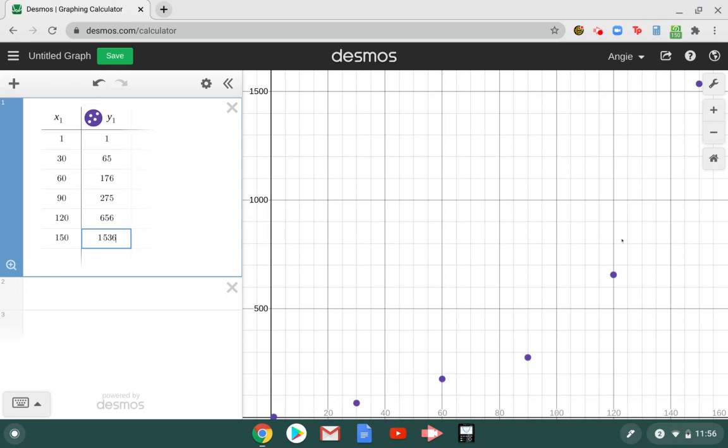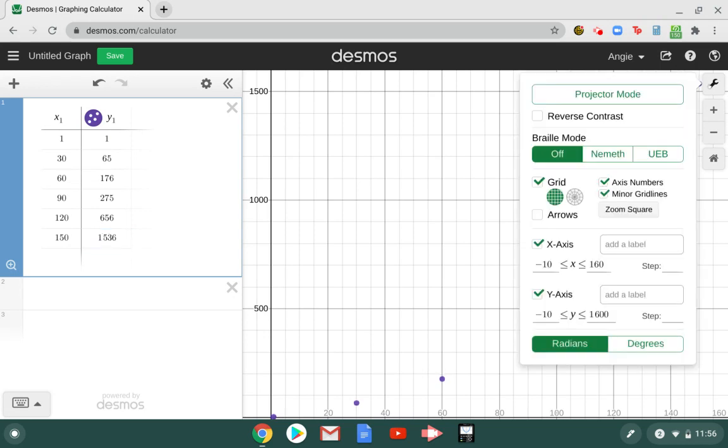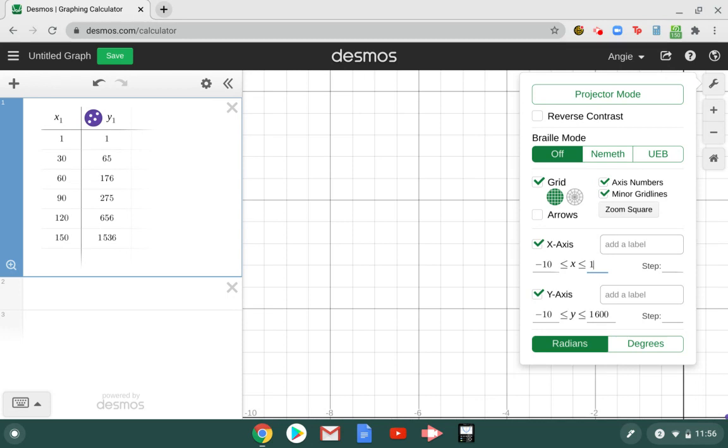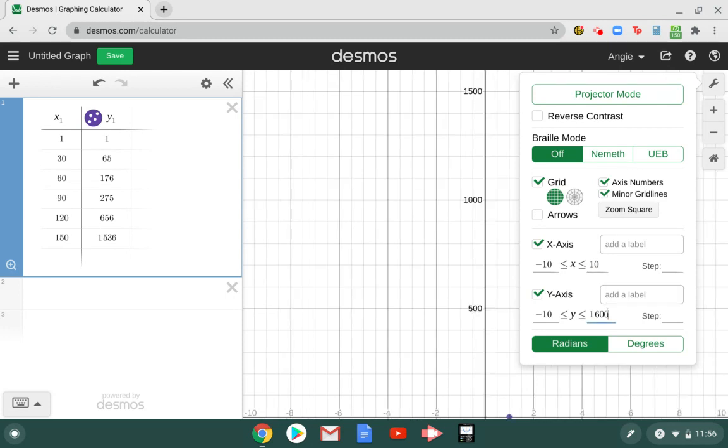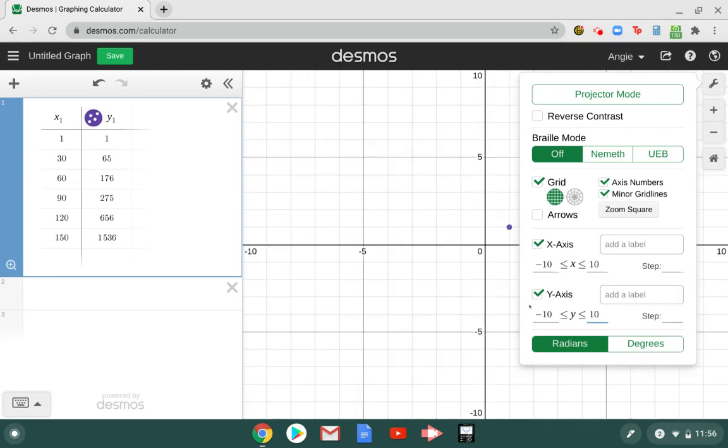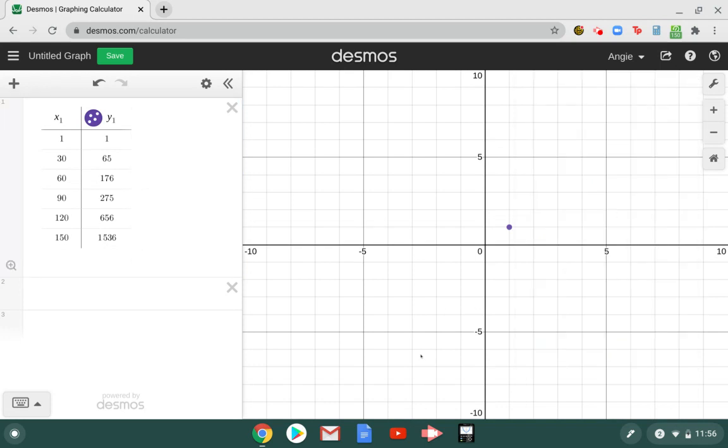As I'm typing mine in, you can see on my graph that I've got all of the data values. You might not be able to see all of your data values, and that would be because of your graph settings. So let's click on graph settings. I'm just going to change mine to -10 to 10, so just kind of a common viewing screen here. If I change mine to -10 to 10, you can see that I can only see that first point. That's because I need my X's to go up to 150 and my Y's to go up to 1536. And there's no such thing as a negative day or a negative number of cases.